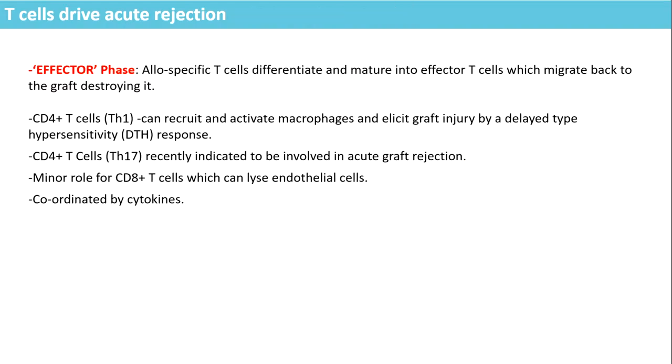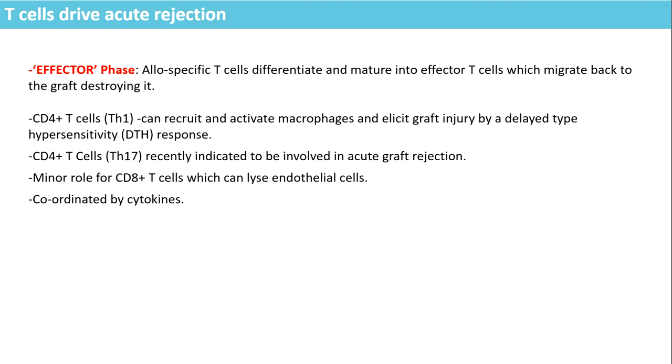As we mentioned before, graft rejection involves effector T cells migrating back into the graft and then mediating that tissue destruction. As we said before, there's an important role for CD4 positive T cells, and we can have those with a Th1 response. This is important in recruitment of macrophages, and we're getting activation of macrophages, and we're actually getting a delayed type hypersensitivity response that's eliciting that injury within the graft.